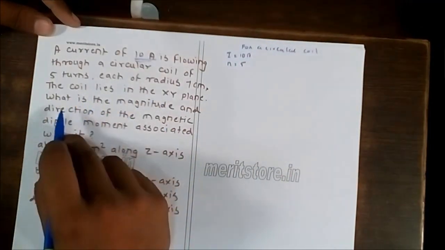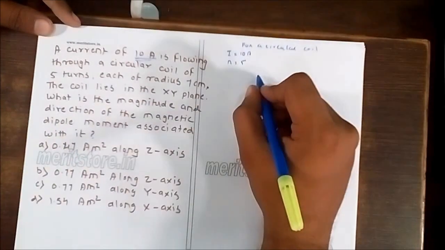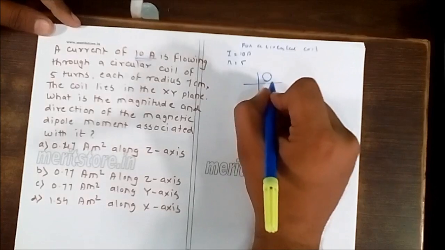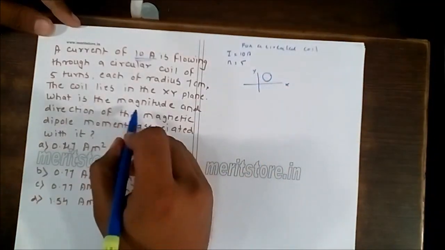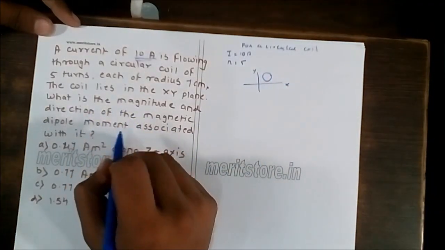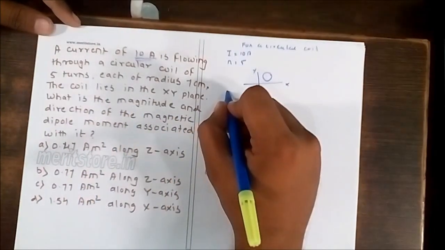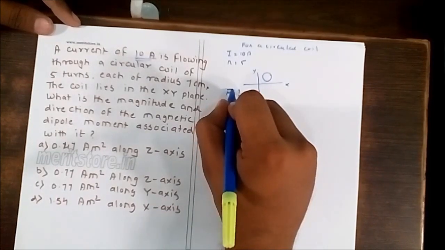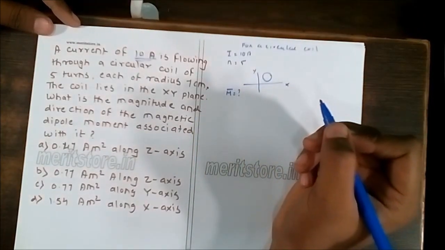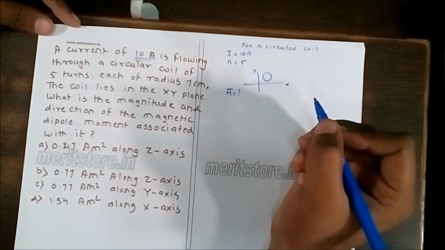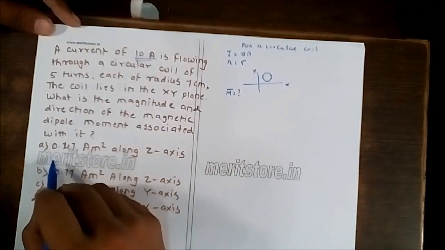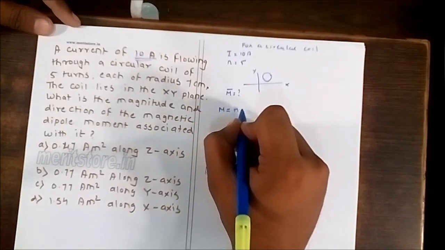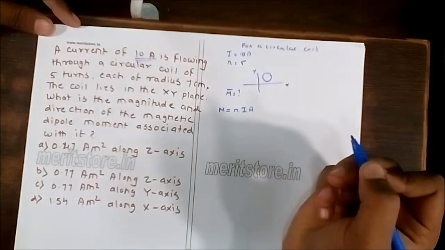The coil lies in the xy plane. So the coil lies in the xy plane. What is the magnitude and direction of magnetic dipole moment? Now we require magnetic dipole moment. Actually we require m bar because we need the magnitude as well as direction. Alright, so basically m is equals to n i A.